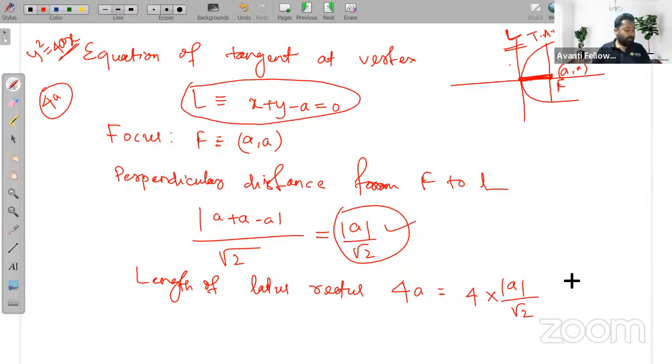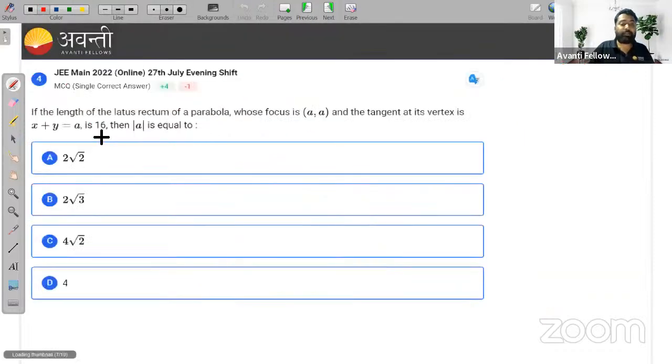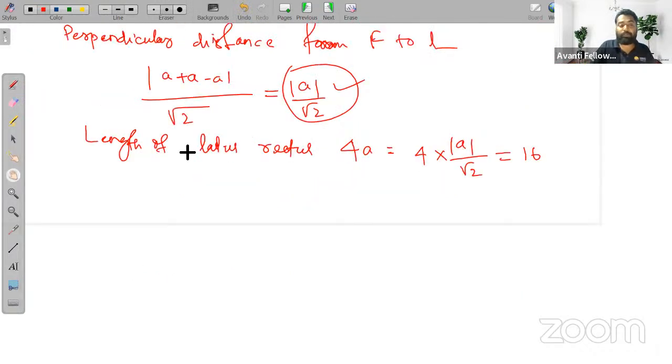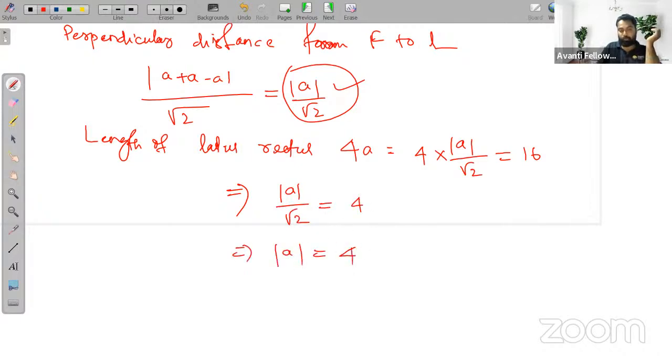So what is the answer you are getting? That is actually, it is also given as na. In the question it is given that the length of the lateral rectum is 16. So this is equal to 16. Then what is the answer? You have to find mod a. So this will be root 2 is equal to 4. So mod a will be 4 root 2.